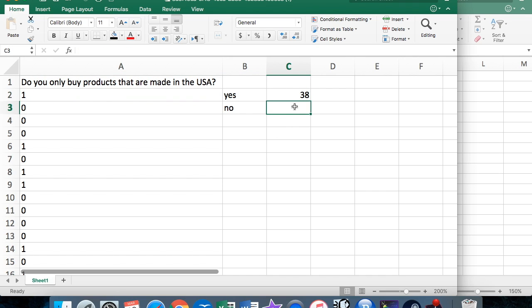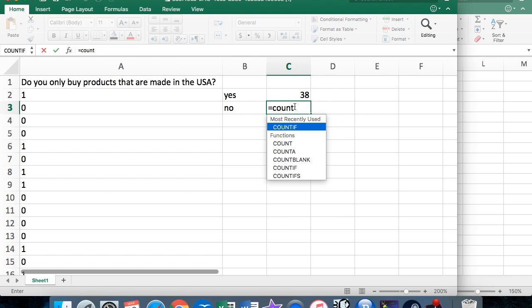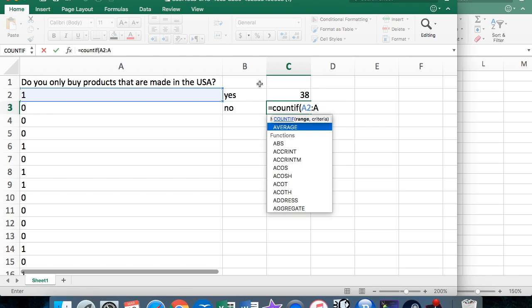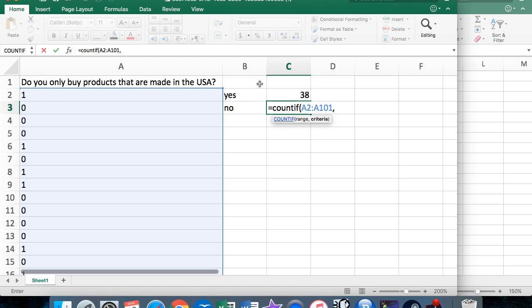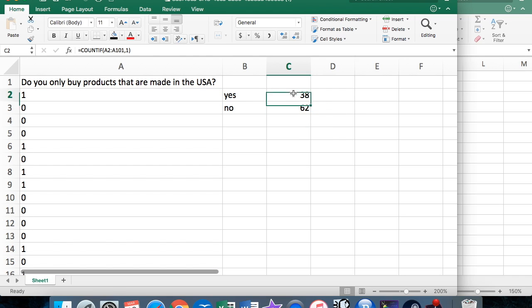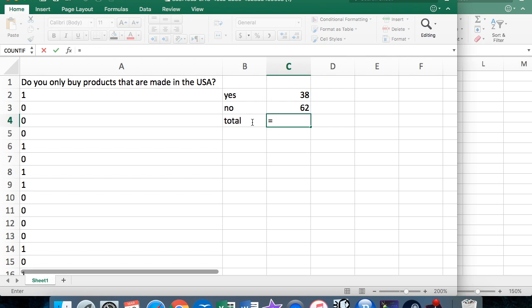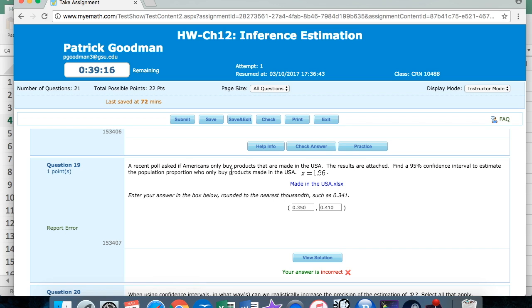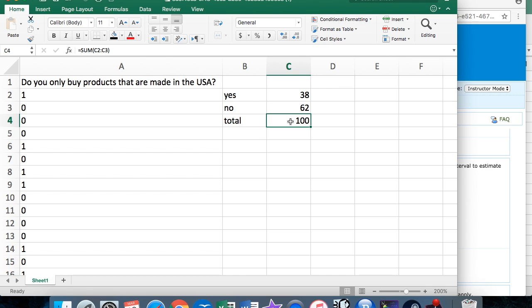Okay, so now we want no's. Do the same thing. No, remember, is 0. So your same range, so that's the A2 to A101. And then criteria is 0. And this makes sense, right? Here we go. 38, 62. So your total, sum these guys up. So my n is 100. I don't know if they gave that in the problem or not. Doesn't look like it. So yeah, 100 total people.